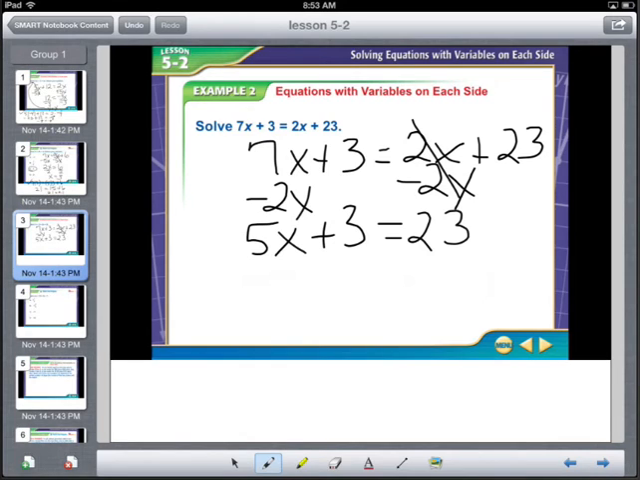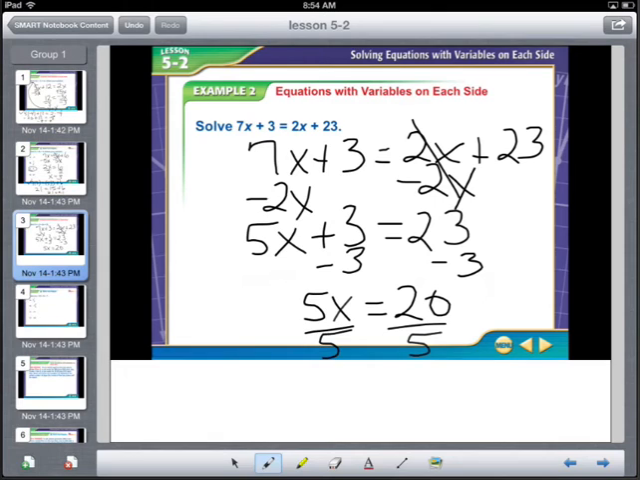Now I've got to get the x by itself. What's attached to it? Times 5 and plus 3. What did I tell you to always get rid of first in this case? The plus 3, the addition or subtraction. So I'm going to subtract 3 from both sides. So 5x is equal to 20. I've got to divide both sides by 5, and then x is equal to 4.